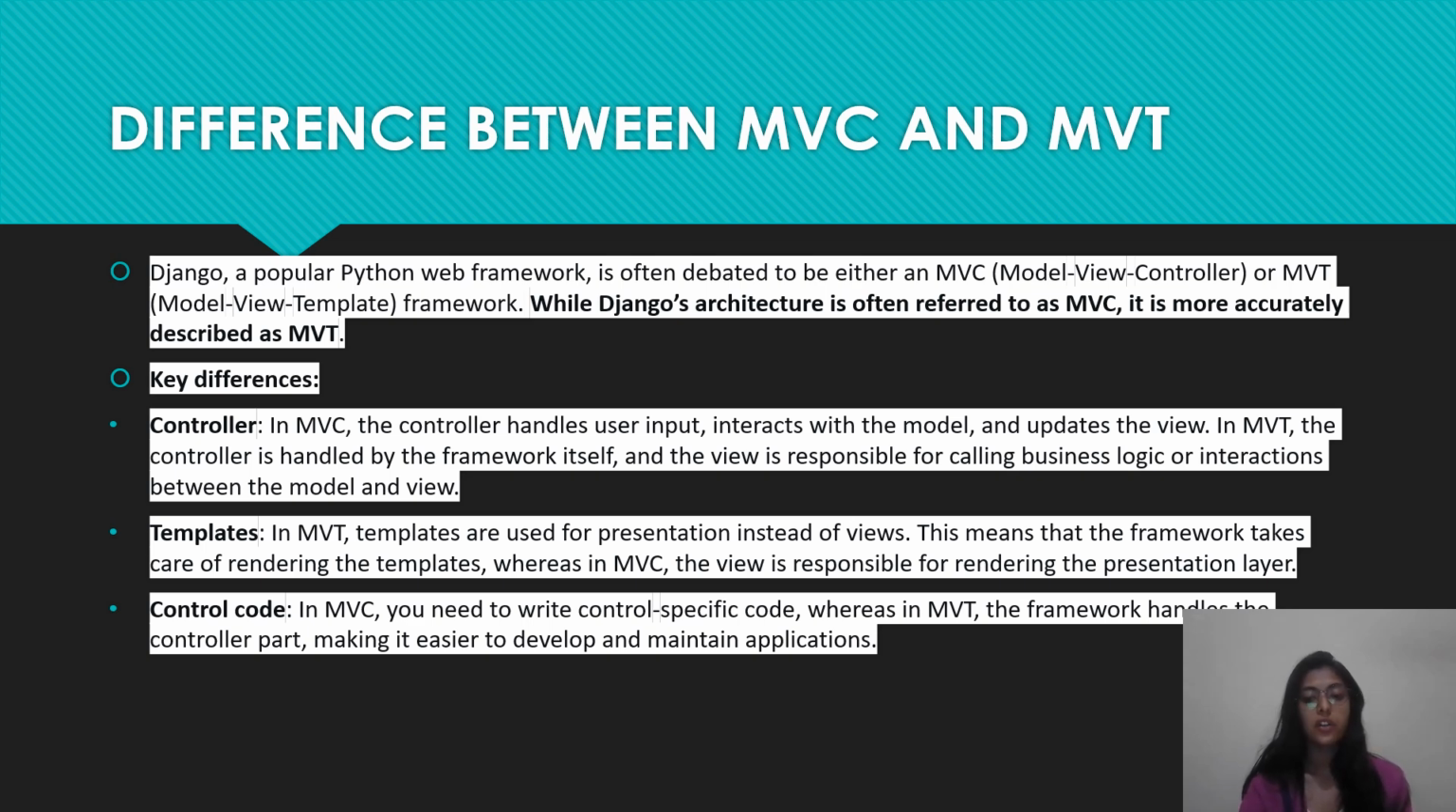The control code. In MVC, you need to write the control specific code, whereas in MVT, the framework itself is able to handle the controller part, making it easier to develop and maintain applications.